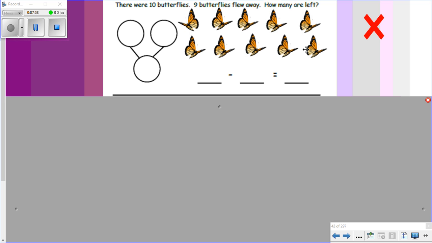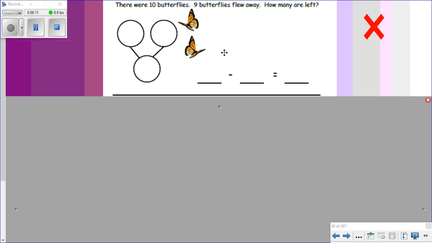So here we have our 10 butterflies. Our starting number is 10. And I can see that a bunch of them look like they sure are ready to fly away, but we're going to need to put an X on them to show that they fly away because they can't really fly away. Can they? Let's see. How many fly away? 9. 1, 2, 3, 4, 5, 6, 7, 8, 9. They're gone.